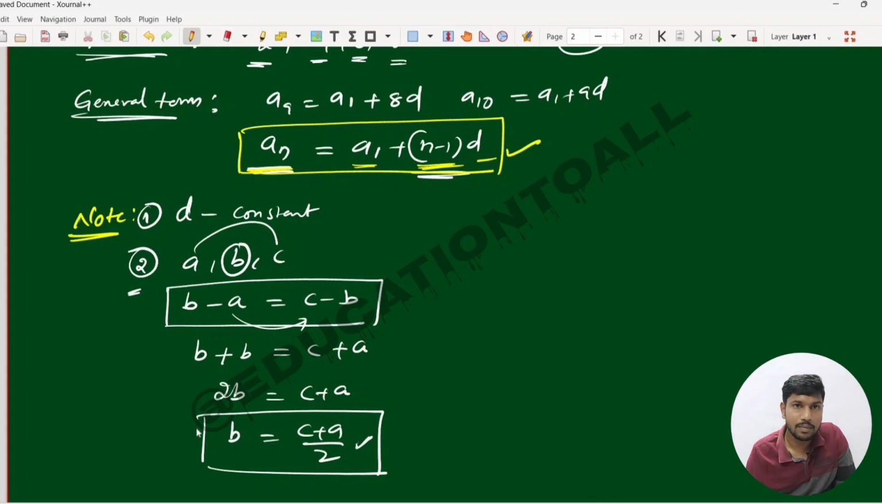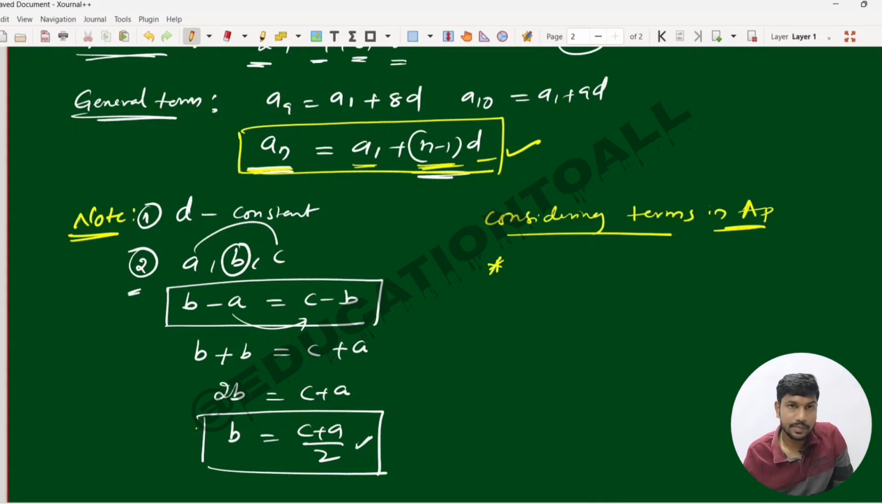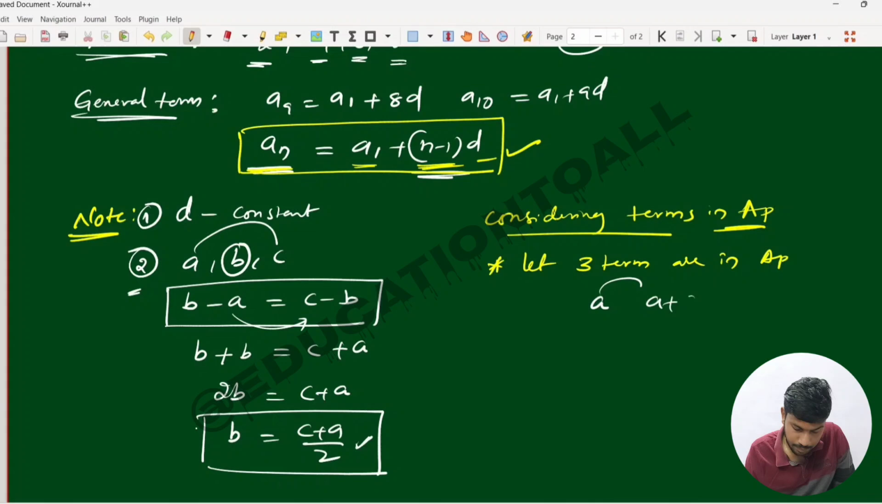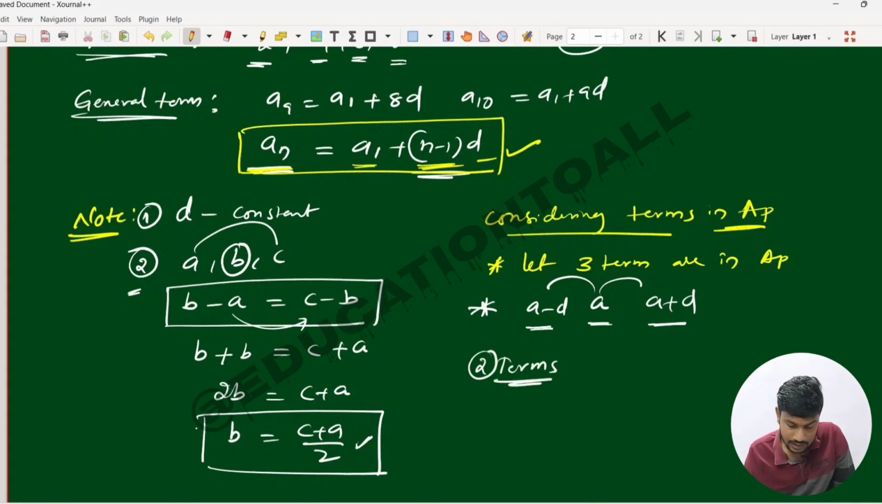In general, how to consider the number of terms? If 3 terms are in AP, how to consider? If 2 terms are in AP, how to consider? If 3 terms are in AP, the middle term is A. The next term is A plus D. The term before is A minus D. So whenever we need to consider 3 different numbers in AP, we just follow A minus D, A, A plus D. If only 2 terms are given, how to consider? Consider A plus D as one term and A minus D as another term. A minus B is one term and A plus B is another term.